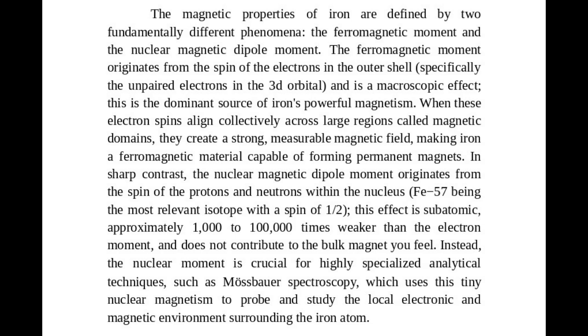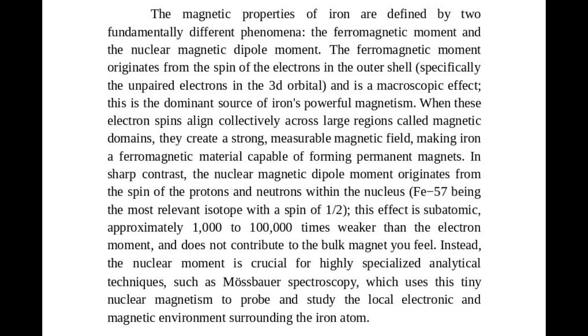The magnetic properties of iron are defined by 2 fundamentally different phenomena: the ferromagnetic moment and the nuclear magnetic dipole moment. The ferromagnetic moment originates from the spin of the electrons in the outer shell, specifically the unpaired electrons in the 3d orbital, and is a macroscopic effect. This is the dominant source of iron's powerful magnetism.